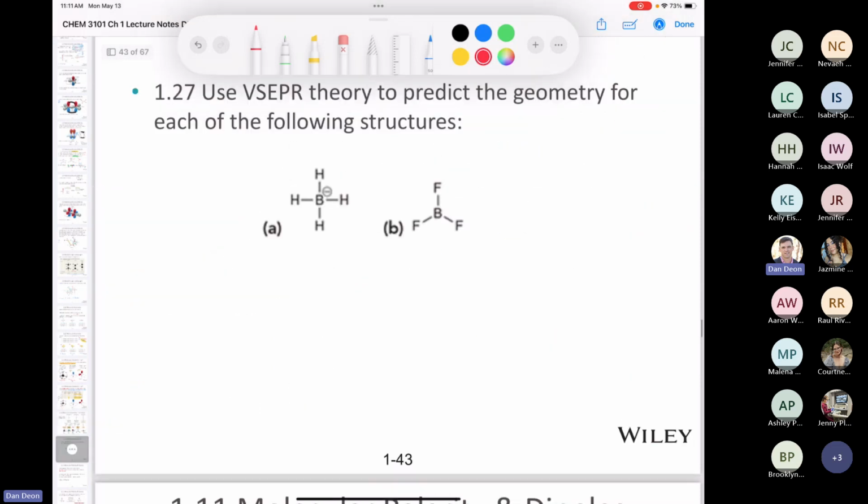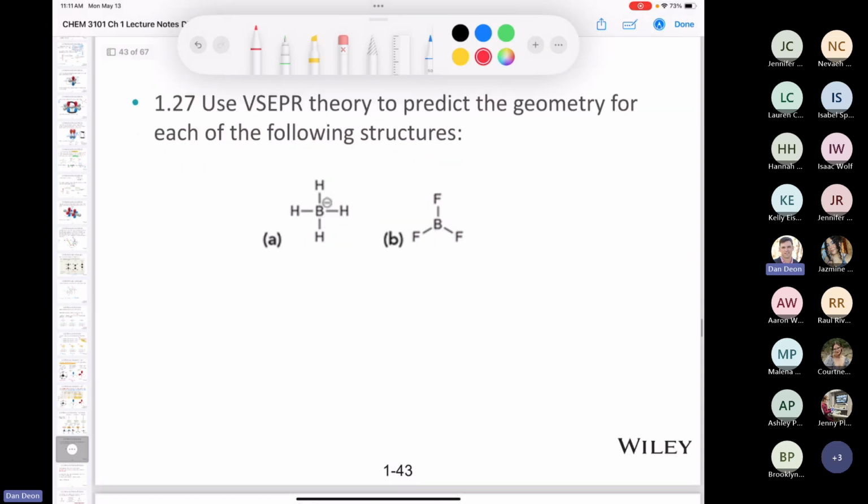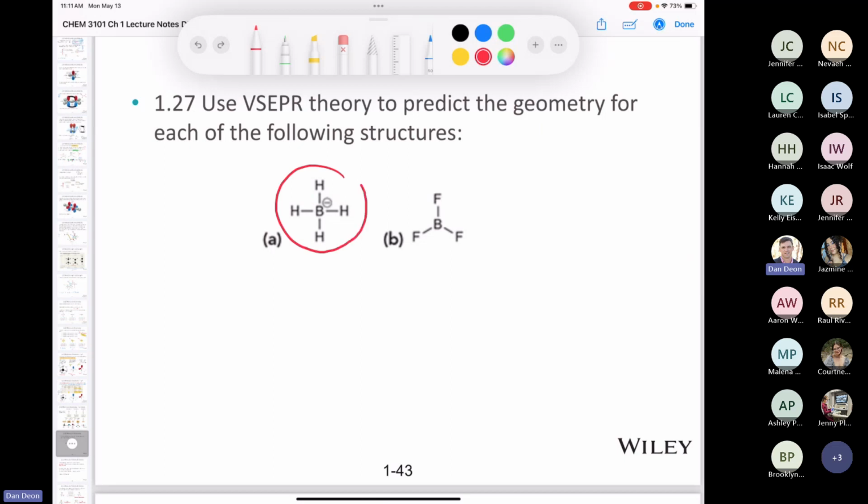So now that we have that in our brain, let's see if we can use VSEPR theory to predict the geometry for each of the following structures. So I've got BH4 minus, this compound here. This is called borohydride. The name isn't important, but could anybody tell me what would the molecular geometry for this be? You got a boron with 4 single bonds. What is the molecular geometry for this boron?